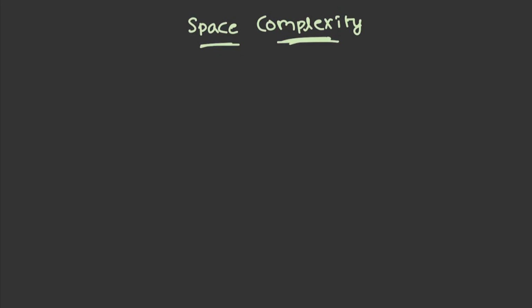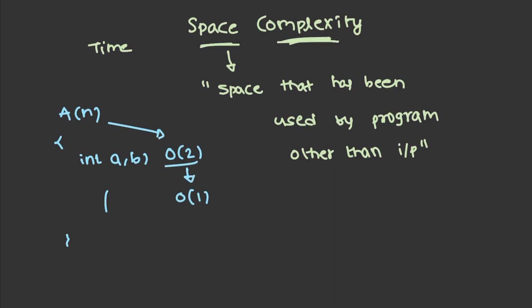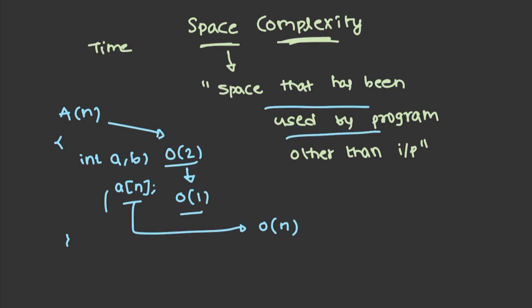Space complexity can be calculated similar to time complexity, but this actually deals with the space that has been required or used by the program other than input. If you consider a function and you are using two integers in it, then the space complexity of this function can be written as order of 2, which is equivalent to order of 1, as we know that any constant can be reduced to order of 1. Or if it is using an array of size n, then the space complexity will become order of n. This is the space that has been used by the program other than input.